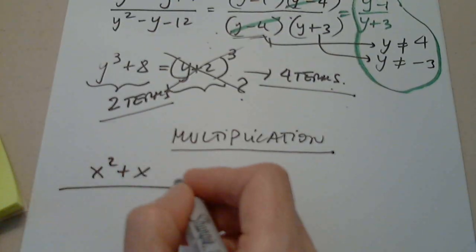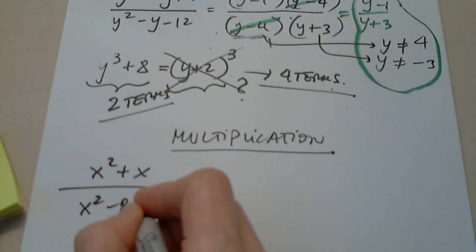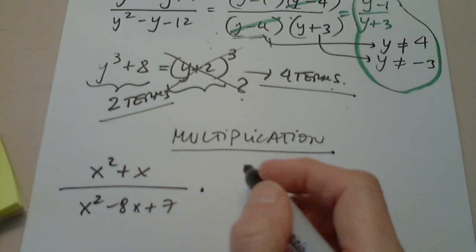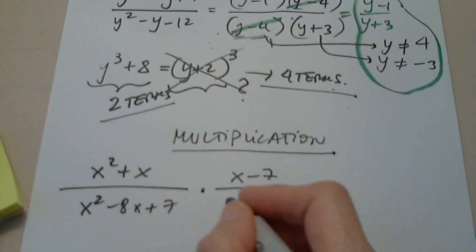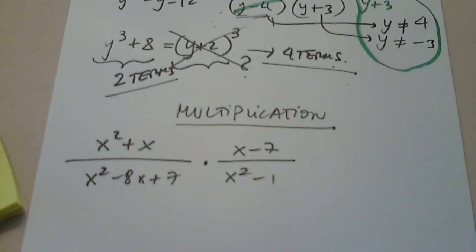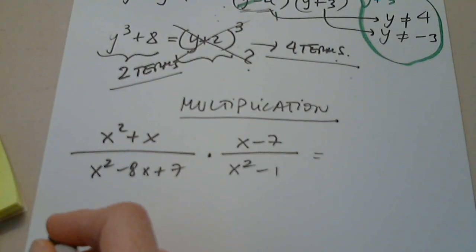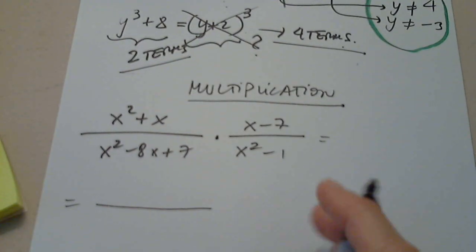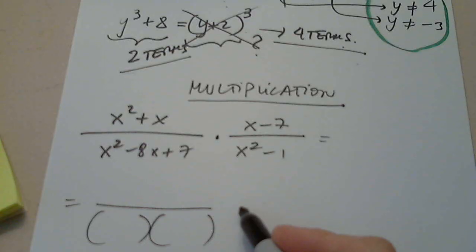X squared plus x divided by x squared minus 8x plus 7 multiplied by x minus 7 over x squared minus 1. As I mentioned before, we do not multiply before we simplify. Ever, ever, ever. If it's not possible to simplify, it's a different story. So we look at the first fraction and we know that we can factor something in the numerator and we can factor the denominator.